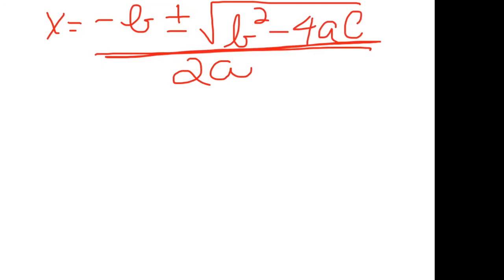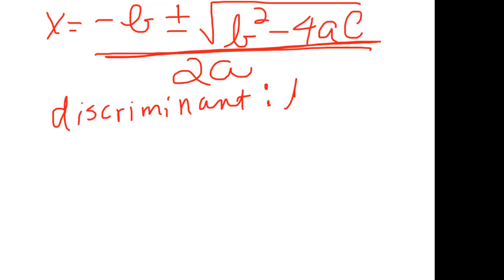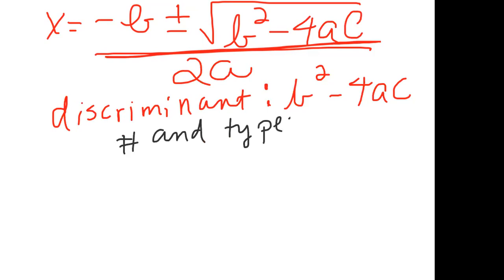Now, I need you guys to pay particular attention to this part right here, and that is the discriminant. The discriminant is the part inside the square root, underneath the square root, guys. b squared minus 4 times a times c. Basically, the discriminant tells you the number and types of roots.